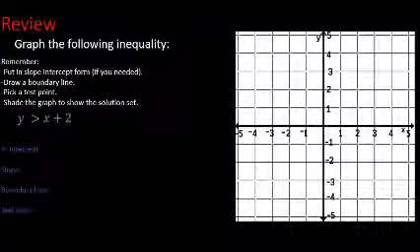And finally, what we need to look for now is our test point. So we always use what test point? That's right, (0, 0), or the origin, because it's the best multiplication to do using our slope-intercept form. Let's see how we do.